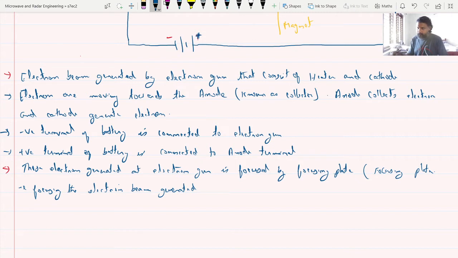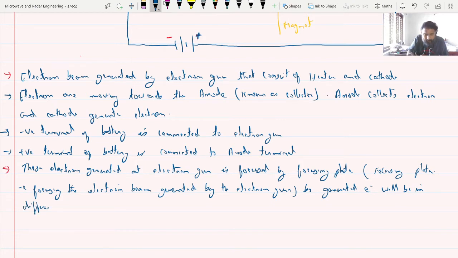That is generated by the electron gun. The generated electrons will be in different directions, that I have indicated there. And the focusing plate, what does it do?